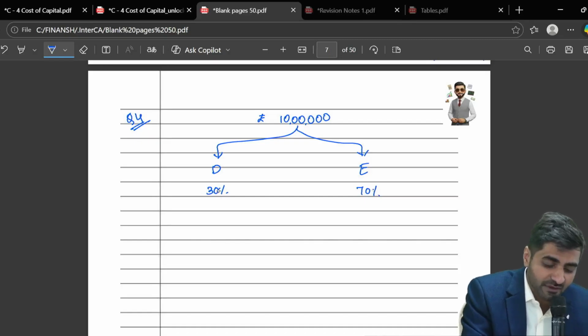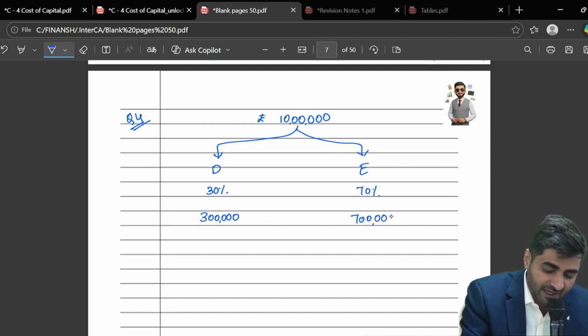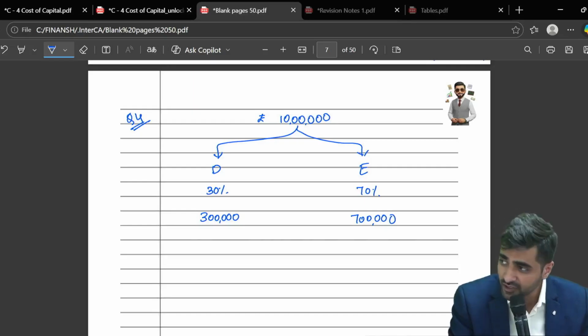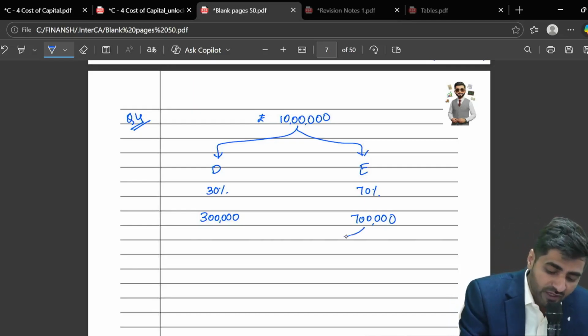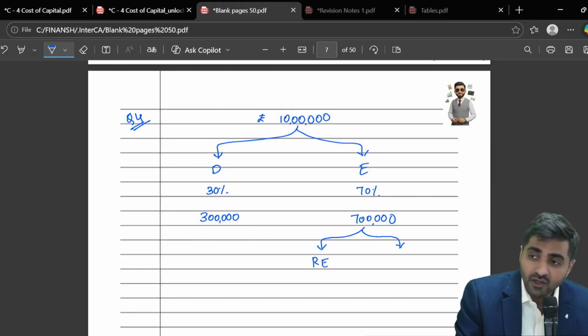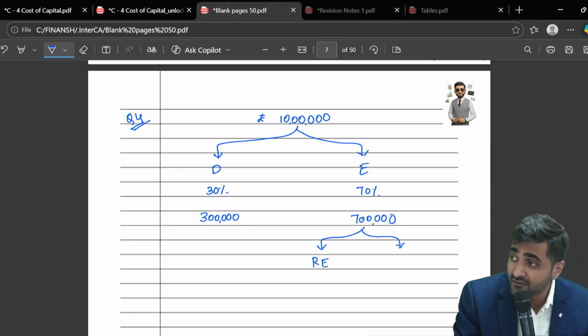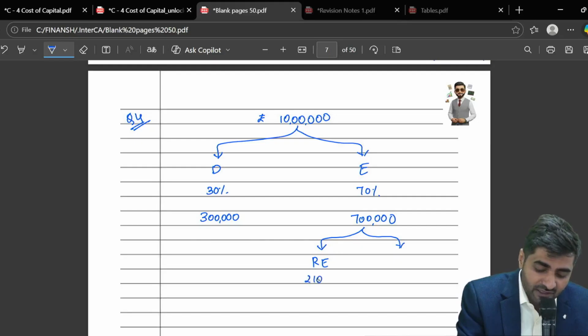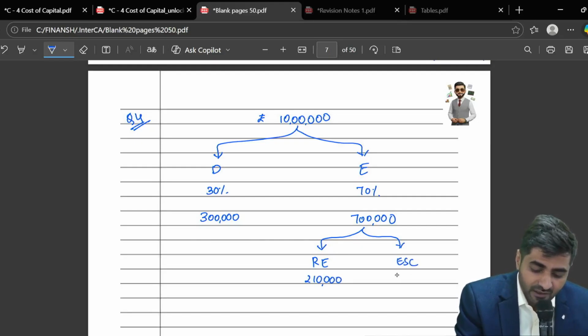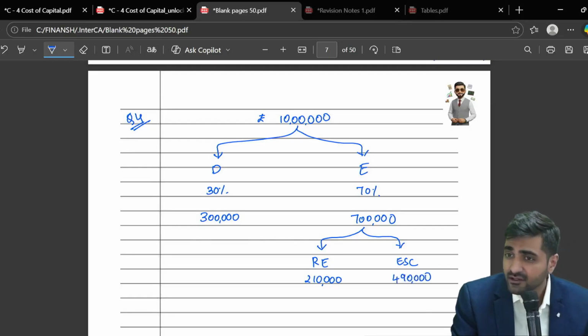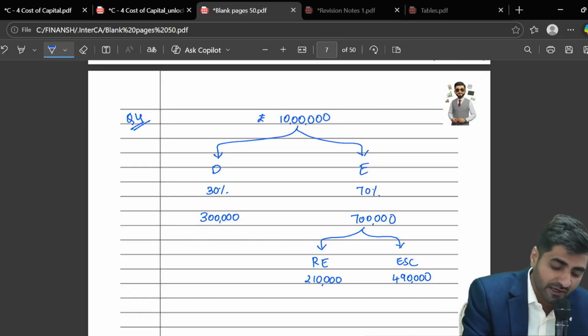So can you please tell me, 10 lakhs debt, 30%, what will be the amount of the debt, guys? 3 lakhs. And what will be the amount of the equity, guys? 7 lakhs. Okay. And in your equity also, do you have some retained earnings or no? What is the amount of the retained earnings which we have? So your retained earning is nothing but 2,10,000. So what is the amount of equity share capital? Can I say that is nothing but 4,90,000? Come on, yes or no? Yes, sir. So the equity share capital will be 4,90,000.